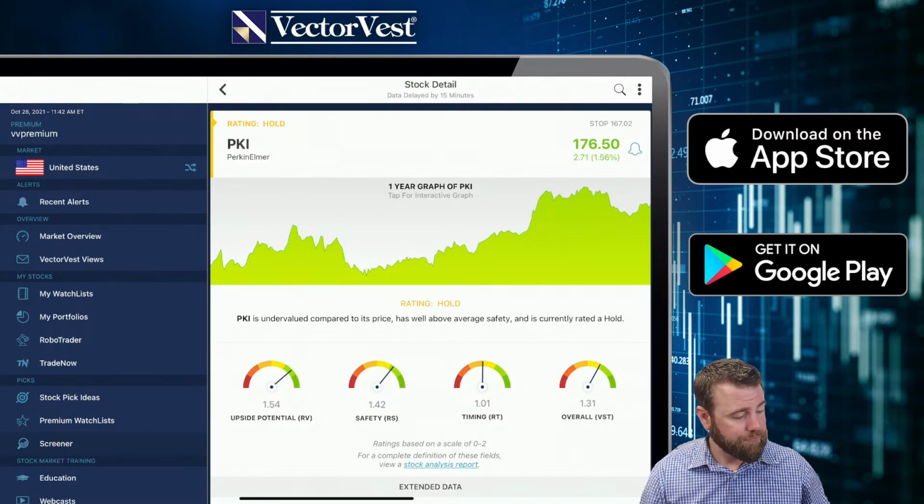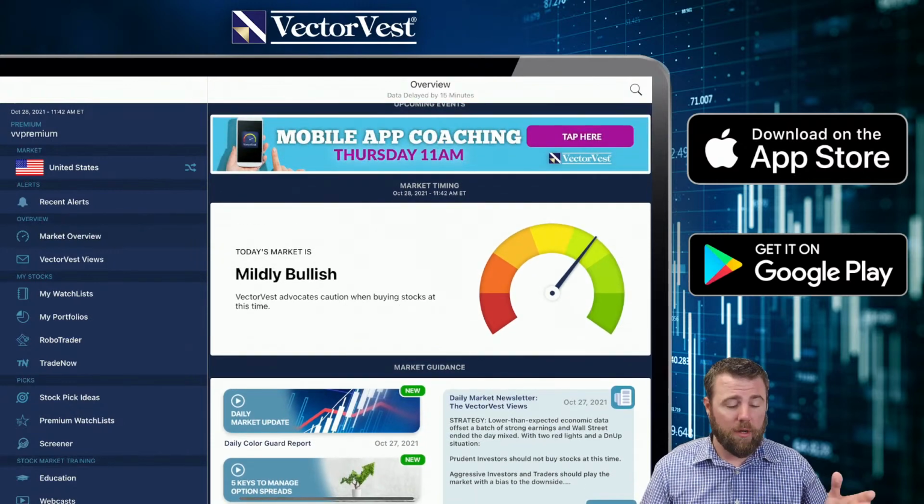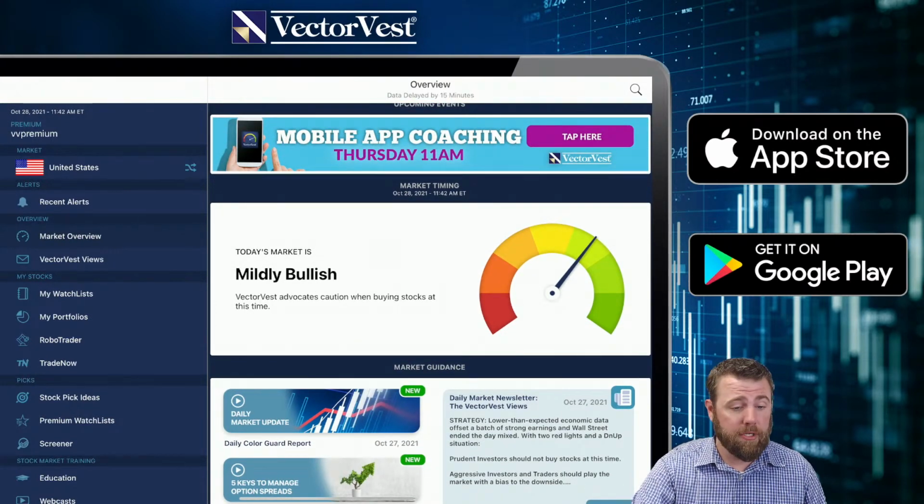All right. So with that, let's go ahead and take a look at the overview. Right now, we're still one tick into the green. The market is mildly bullish. Therefore, VectorVest advocates caution still when buying stocks at this time.